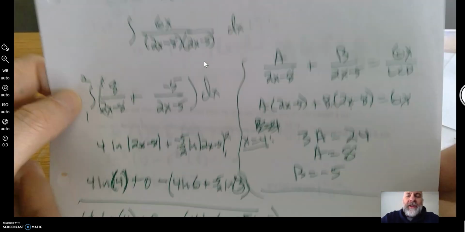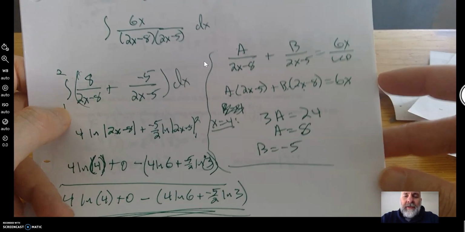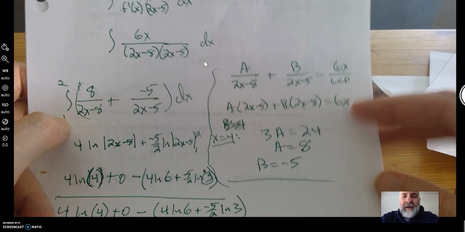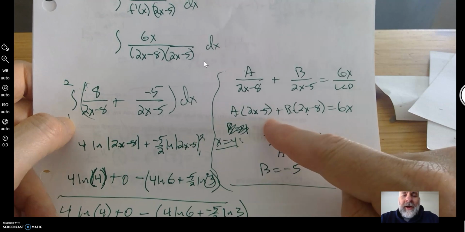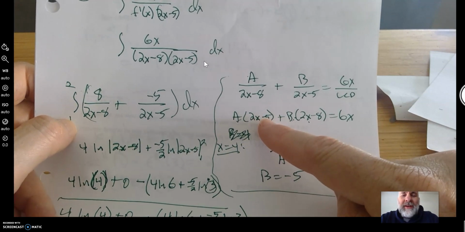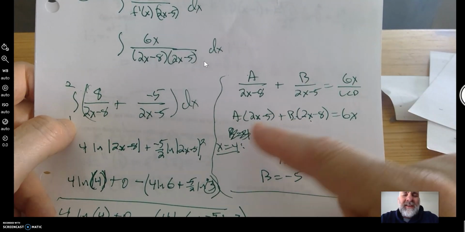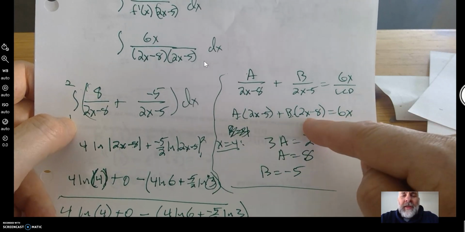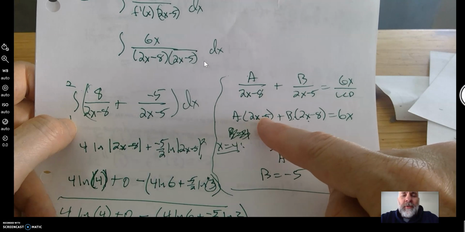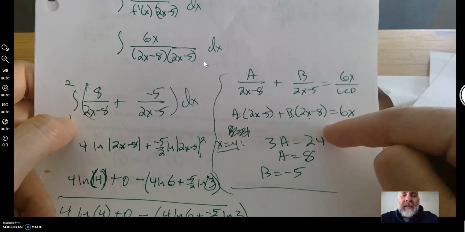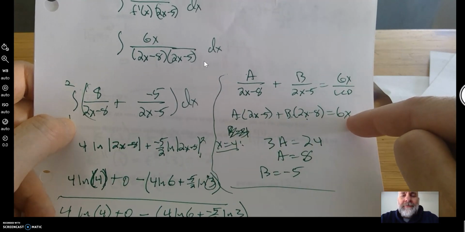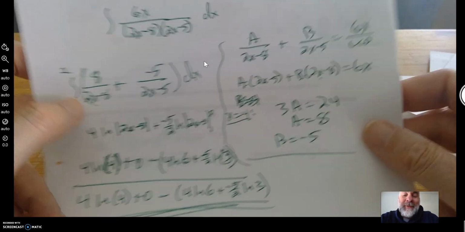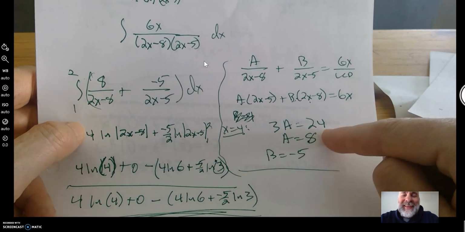But if you just want to watch, then I did this, usual partial fraction stuff. And so I thought about making x 2.5, and I was like, fractions. And so I just started with x being 4. And so that cancels this out. And so plug 4 in there. That's 8 minus 5. 3a equals 24. Plugging in 4 right there also. Yeah, I'm checking my work as I go here. So a is equal to 8.